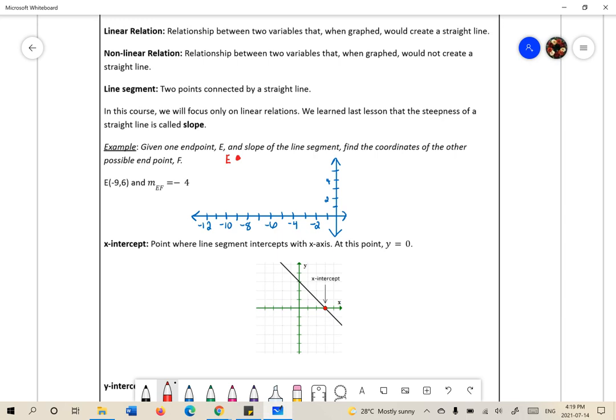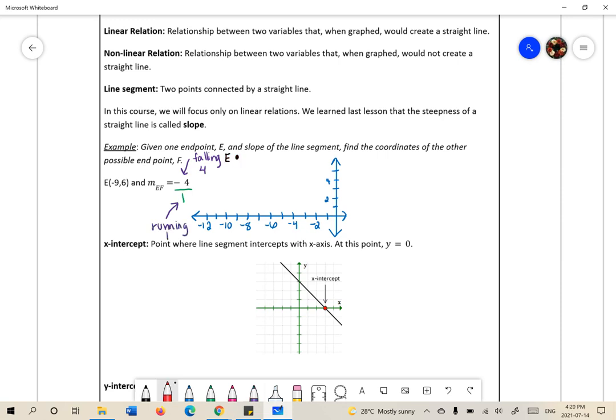Then I'm going to use my slope to find a possible other point for F. My slope is -4. Now remember that all whole numbers have an invisible denominator of 1. So this is technically over denominator 1. And when we are working with slope, it's easier for us to have it in fraction form so that we have a rise and a run. Now, in this example, our rise is -4, so we're actually falling 4, and we're running 1.